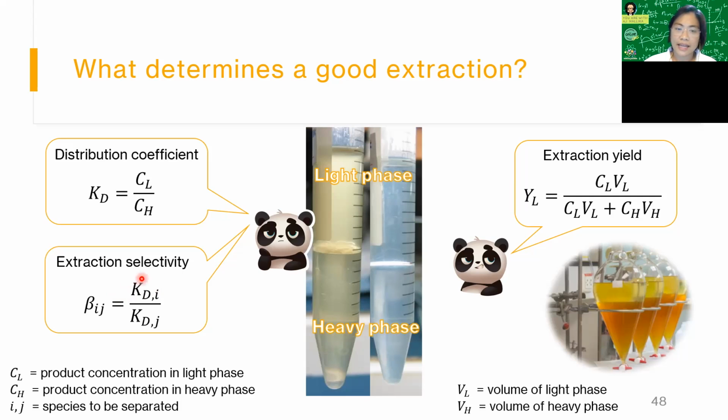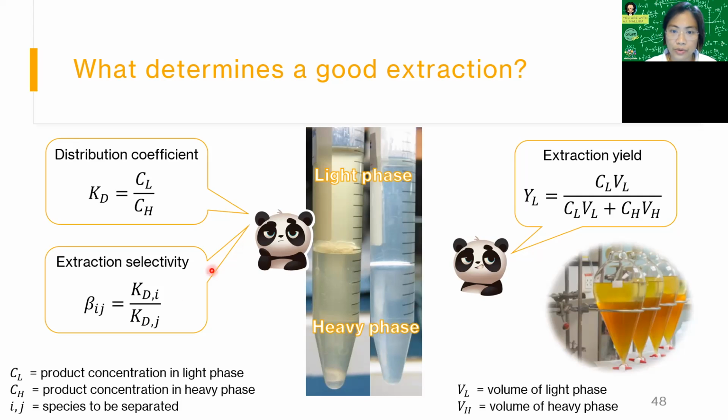The selectivity means whether it prefers this condition to another condition. You see that the selectivity is the KD term that is provided. So remember the KD is the distribution coefficient, and the i and the j here are the species to be separated.